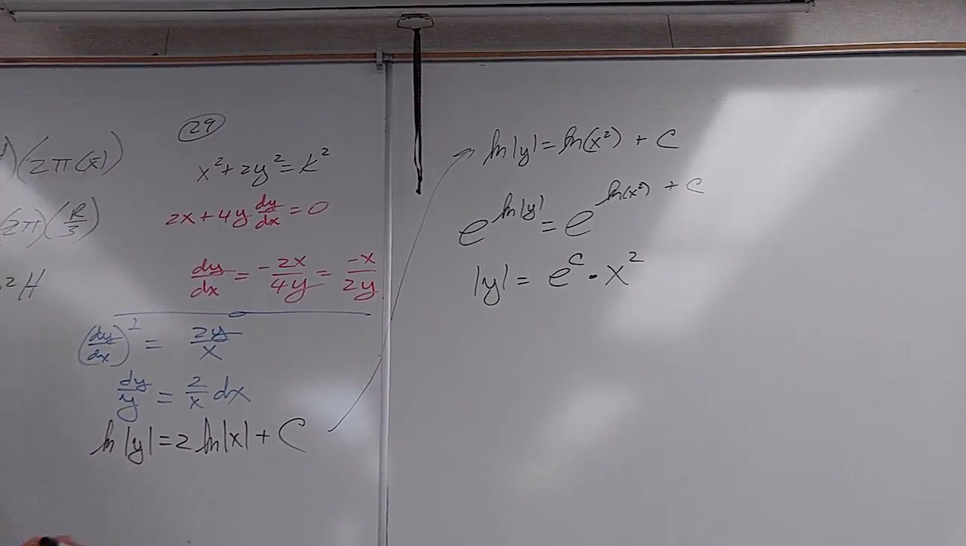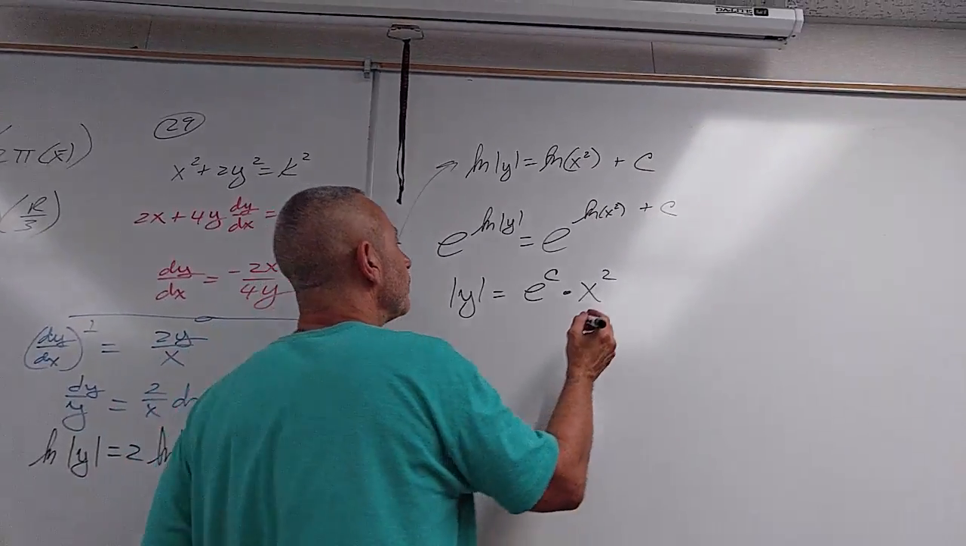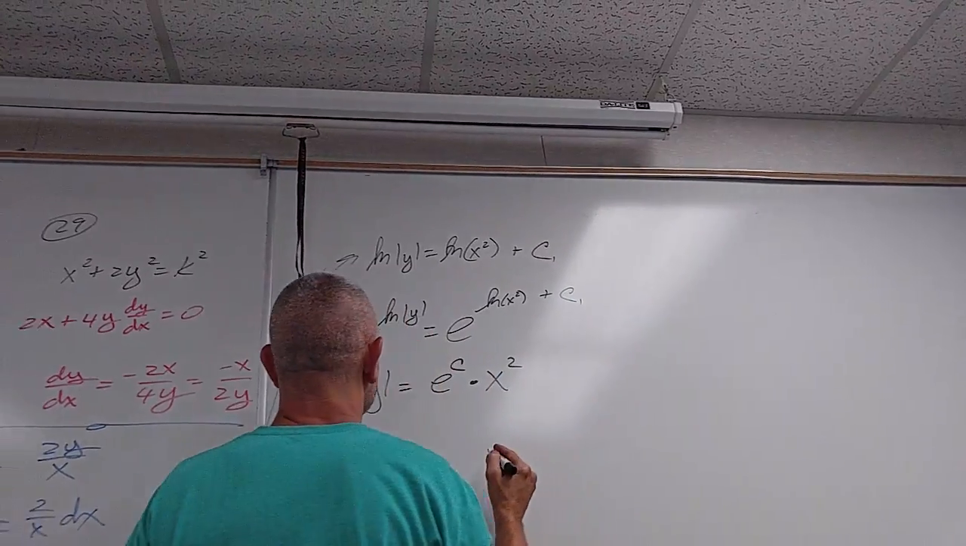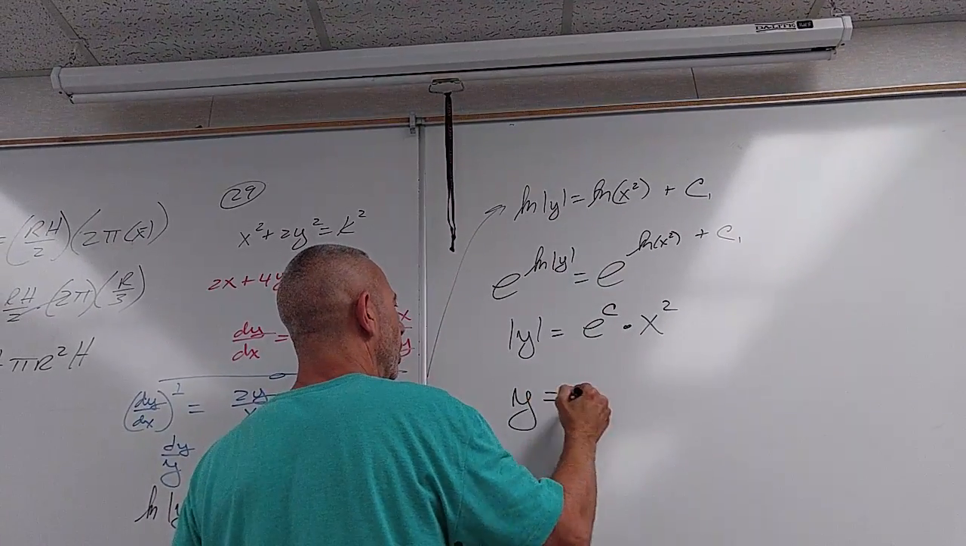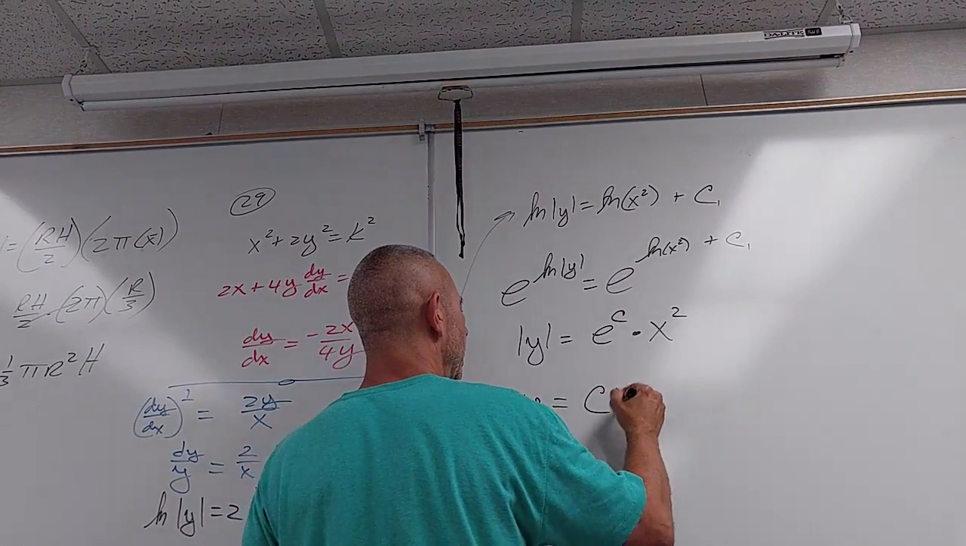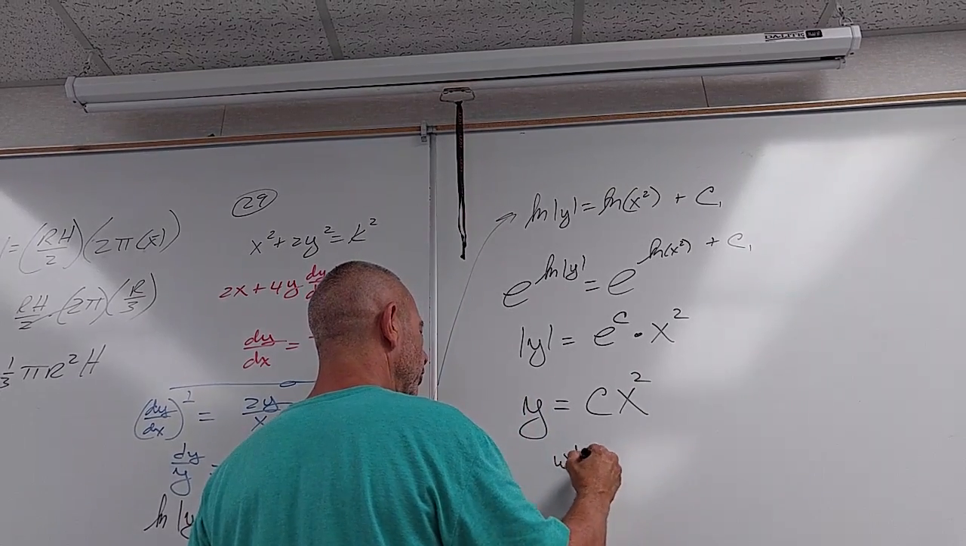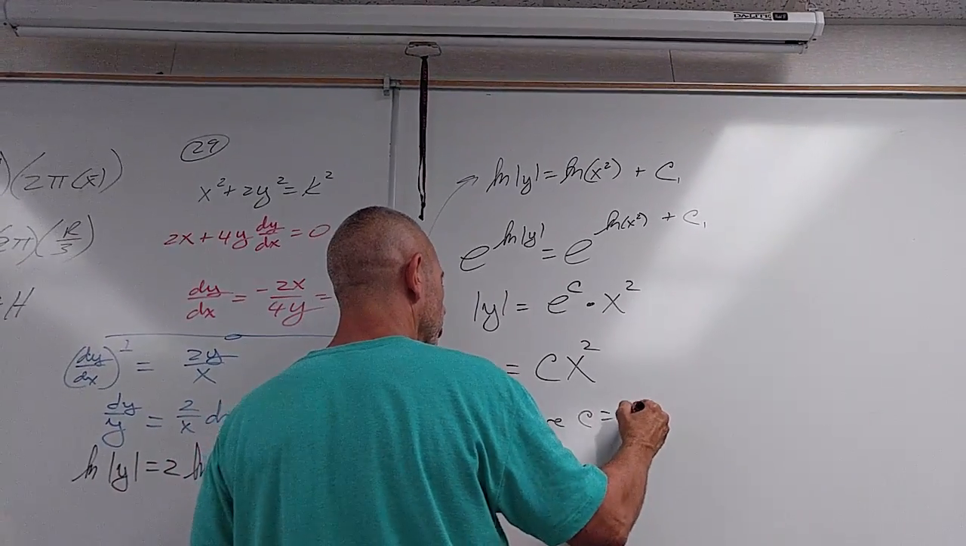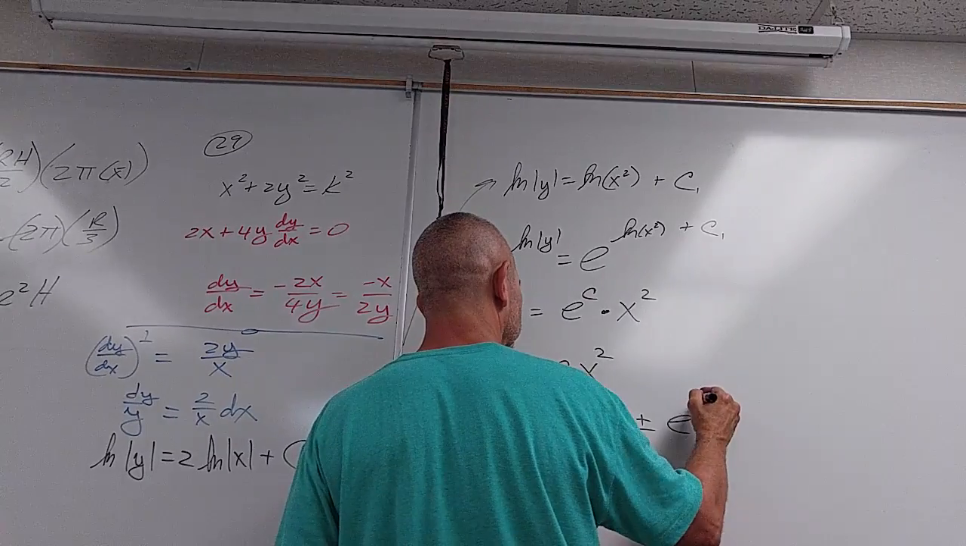And let's call this C1. And ultimately now we'll say that y is equal to cx squared, where c is plus or minus e to the c1.